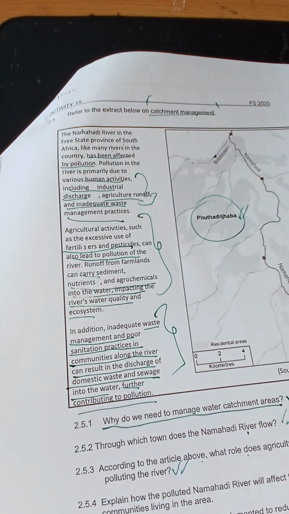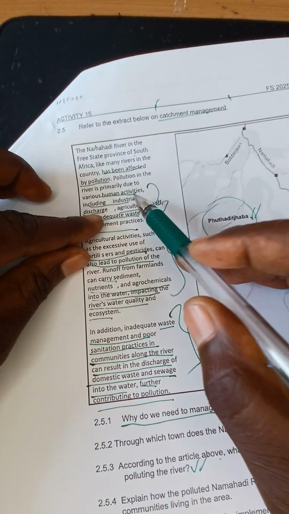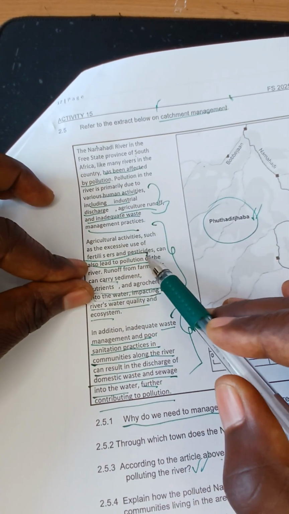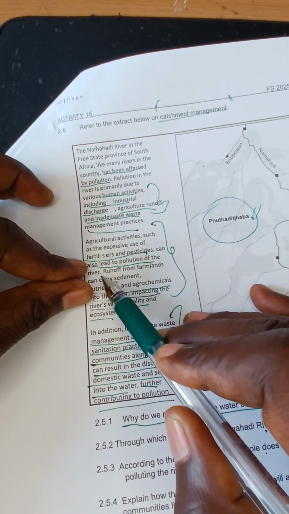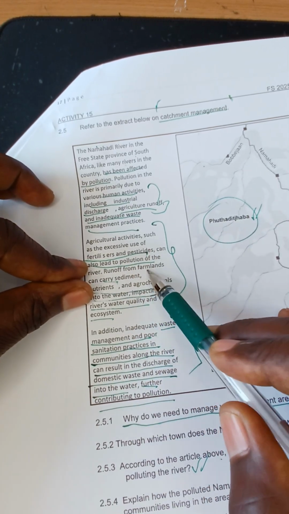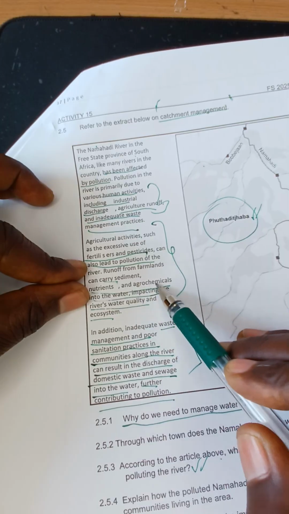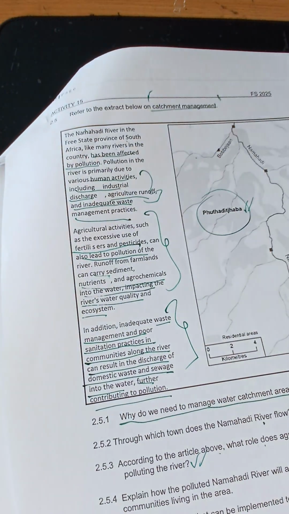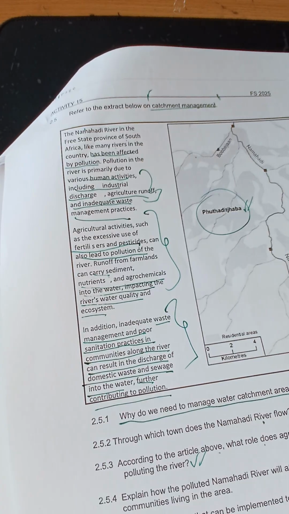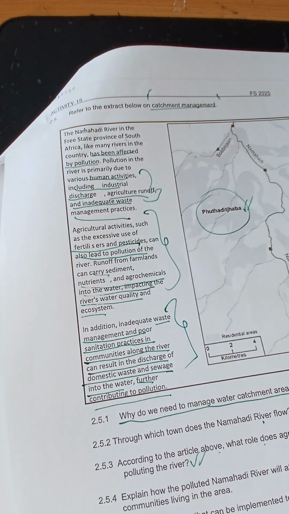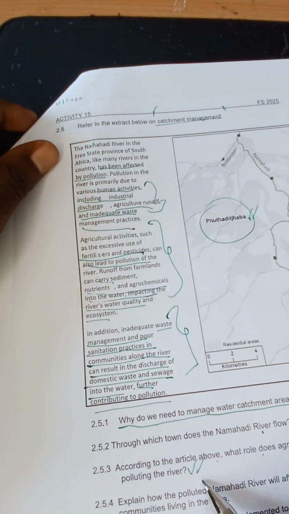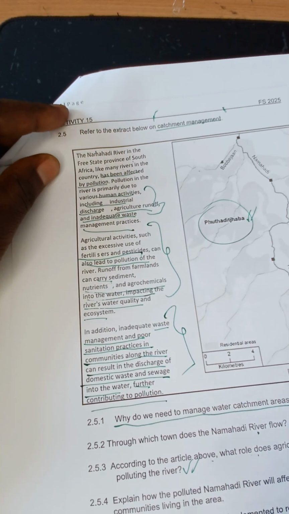There's excessive use of pesticides. Okay, where we have this? There's excessive use of pesticides and fertilizers, which can also lead to pollution of the river. Runoff from farmlands can carry sediment, nutrients, and agrochemicals into the water, impacting the river's quality and ecosystem. It's there from the case study. Okay, so the excessive use of pesticides and fertilizers run into the river, runoff from farmlands, nutrients, agrochemicals into the river. That's how agriculture actually plays a role in polluting the river.